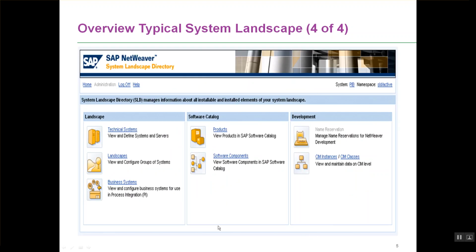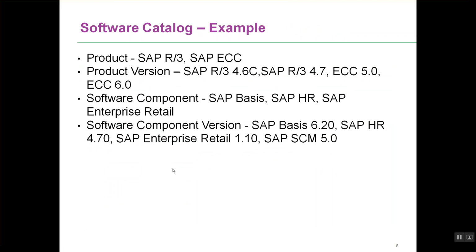This is what an SLD looks like. You have the landscape information. We'll cover this in detail in the next slide. We'll have the landscape information, and you'll have the software catalog, which is the product information. And this development is more for basis administrators when they want to maintain the SLD or upgrade the SLD. We would only be focusing on the software catalog and the system landscape.